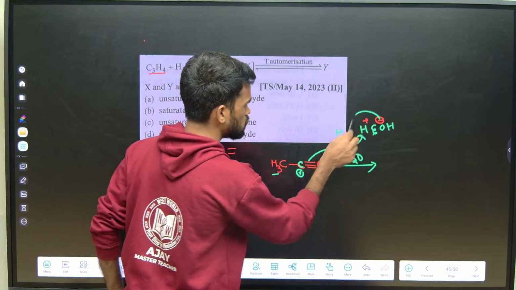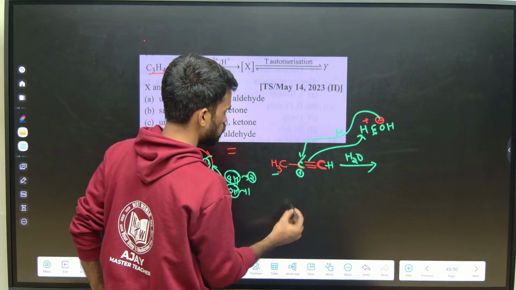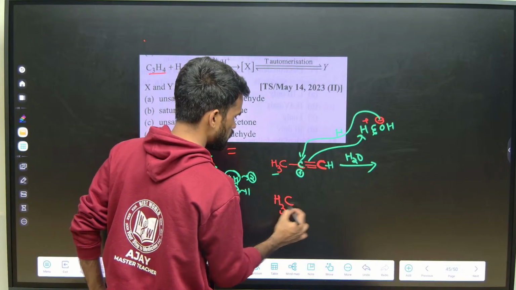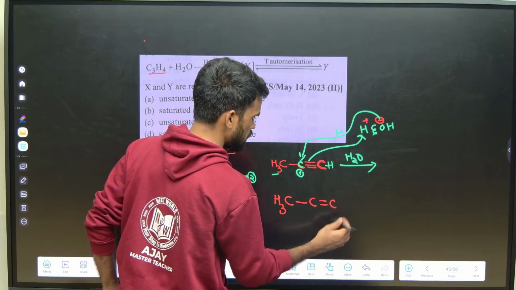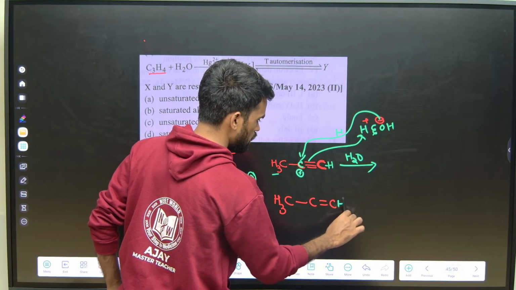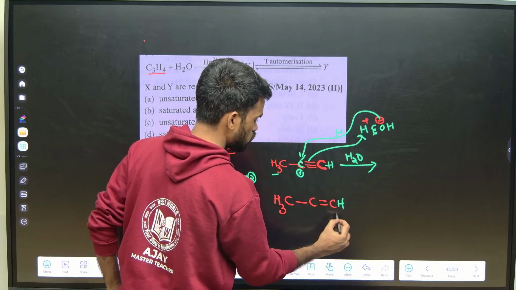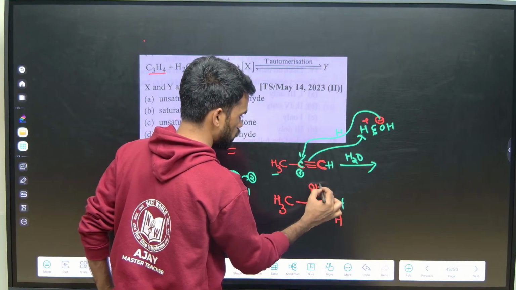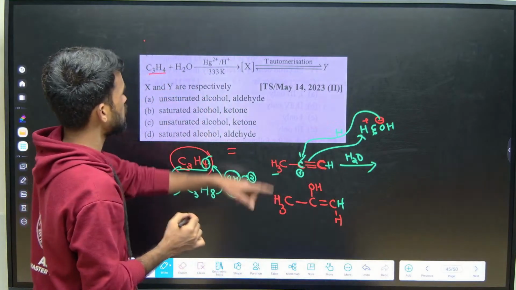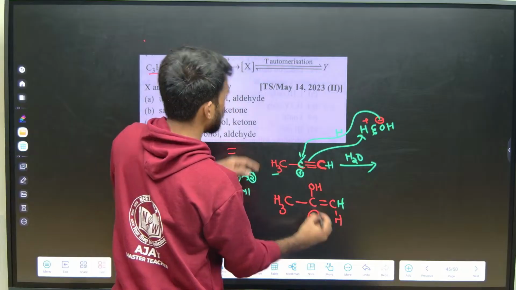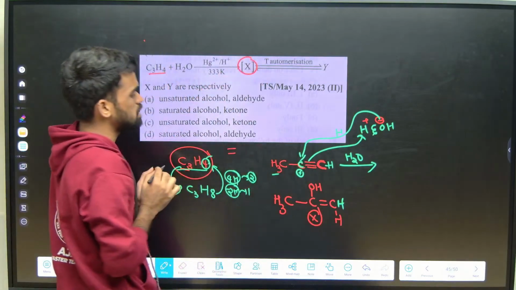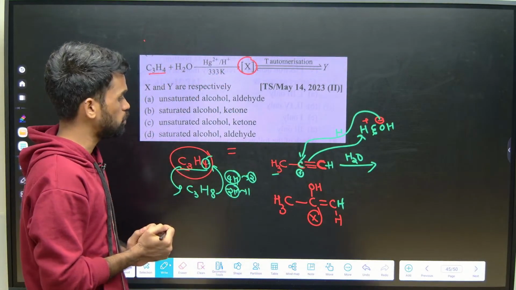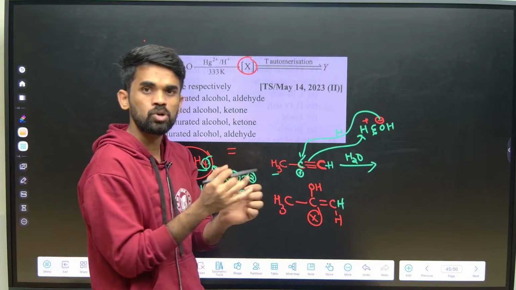There you add this OH group, like this, so that you will get CH3, C double bond C, already one H is there and a new hydrogen is coming, so I am writing that here, and here OH is coming, that you can write as OH like this. So this is our X in the given question here. And this undergoes tautomerism. Tautomerism means what? A 1,3 proton transfer.